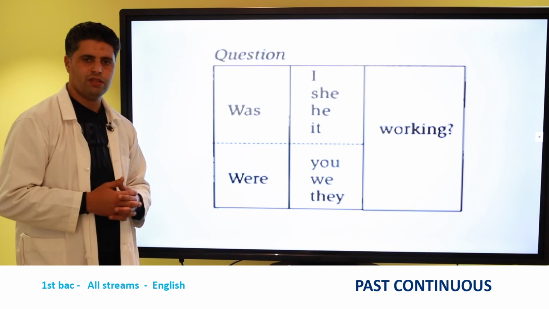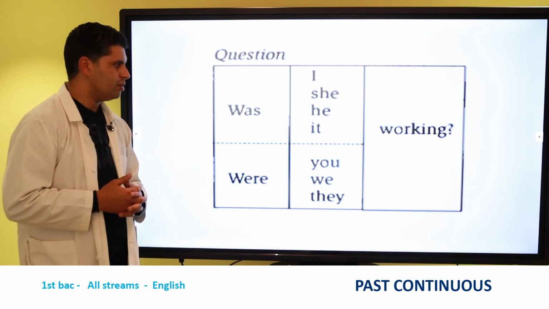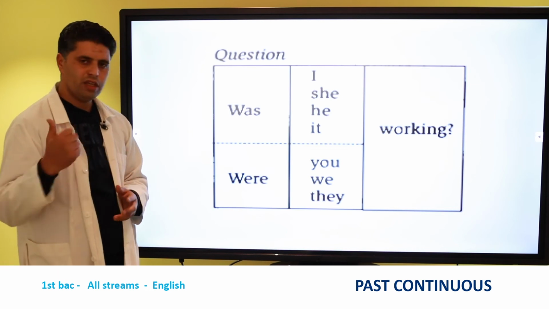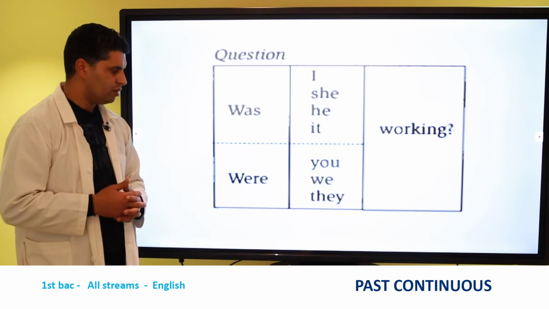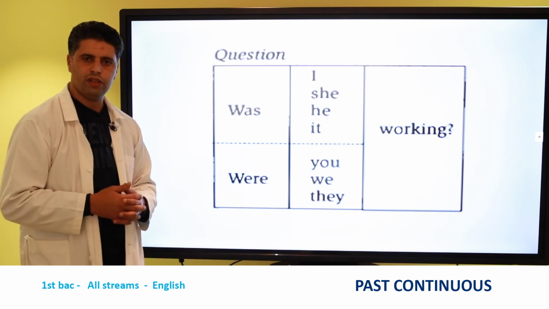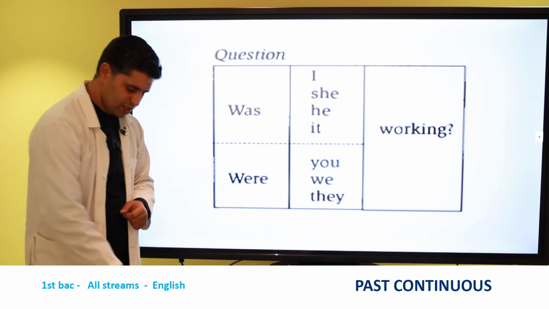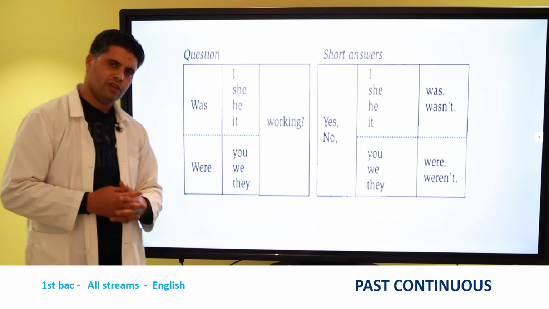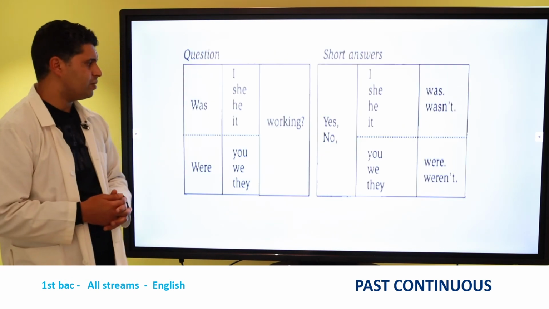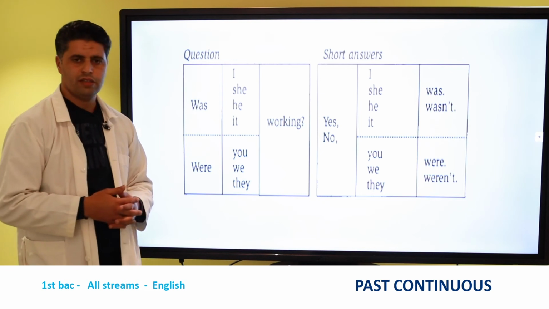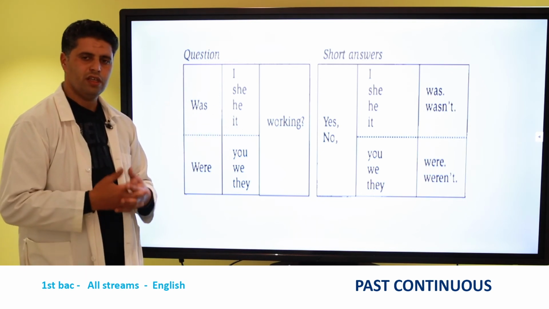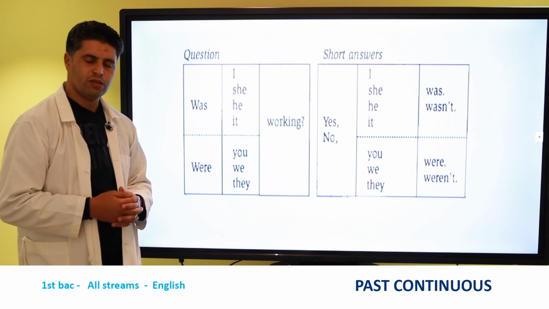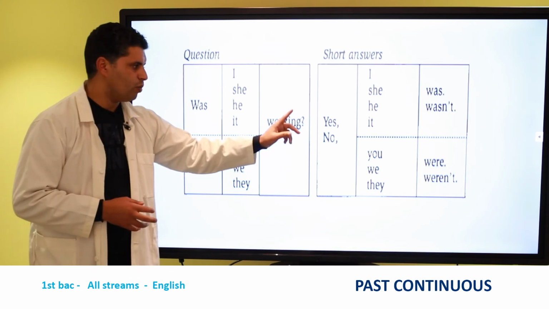Sometimes you ask yourself, okay, was I working? Was she working? Was he working? Was it working? Or were you working? Were we working? Were they working? Okay, let's see some answers if you are using the interrogative form. For example, if you ask somebody, was he working? You can say, yes, he was, or no, he wasn't.